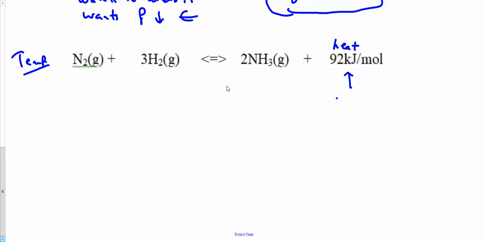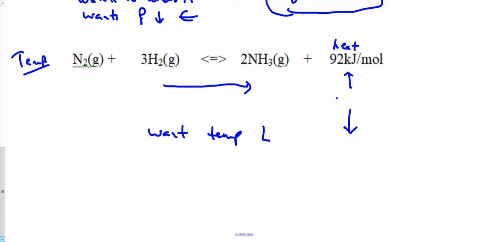So let's say that I shift the temperature down. If the temperature goes down, does this equilibrium like it? No, it wants the temperature to go back up. How will it get the temperature to go back up? It will shift right. And this is what I want. By shifting right, I would be making more NH3. So we want temperature low.